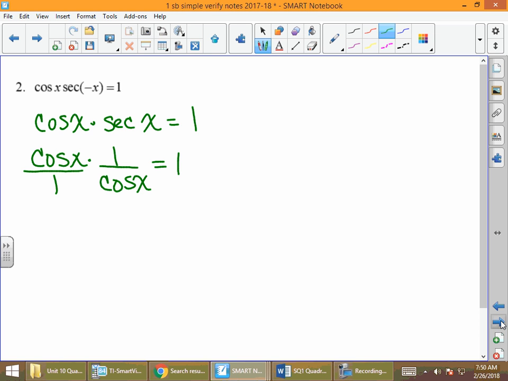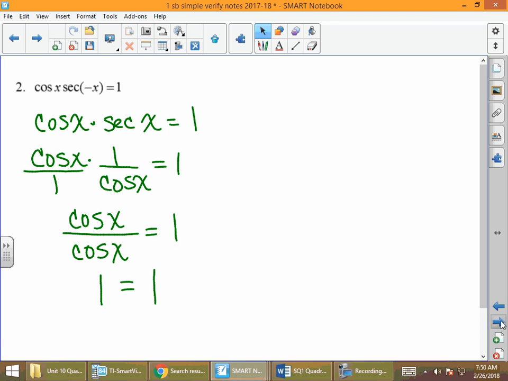When we multiply these together, we're going to multiply the tops together and multiply the bottoms together. We end up with cosine of x divided by cosine of x. And then finally, what does cosine of x divided by cosine of x equal? It equals 1. And once again, as we simplified the left side of the equation, the more complicated side, we were able to turn that into 1, which is what we have on the right side.